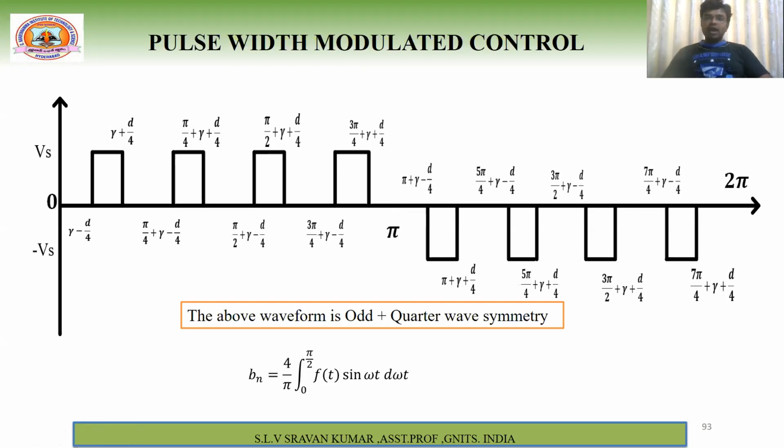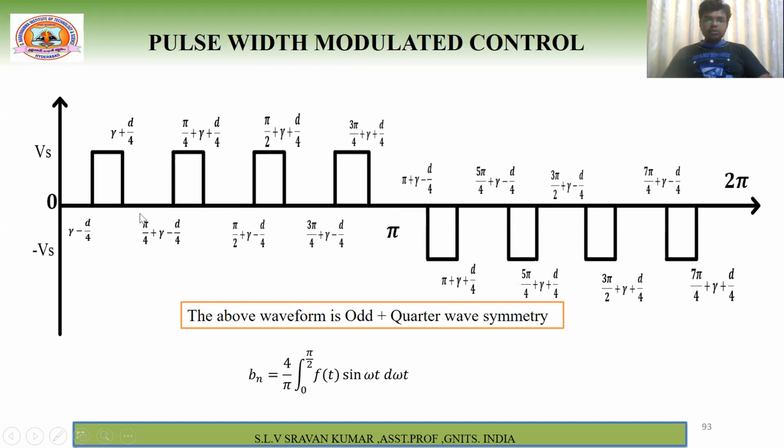But if they are asking a 15 marks question, then it is better to use the previous procedure. Or if there is no problem, then you can go for this procedure. I'm giving both methods, so use whichever is flexible based upon the marks. So now here Vn is equal to 4 by pi integral 0 to pi by 2 f of t sin n omega t d omega t. That means from here to this middle point we have to apply.